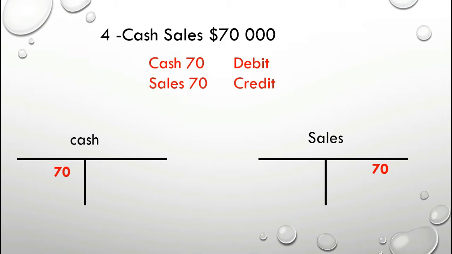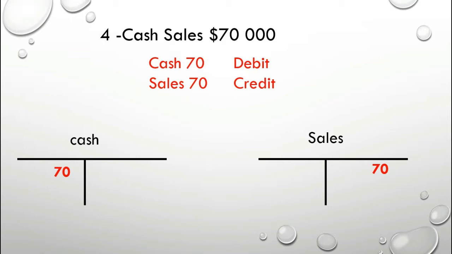Sale is an income. Because of the sale, income is increasing. Income is increasing by 70,000. So I can go to the sales account and credit 70,000 to it. So debit and credit balances are matching.